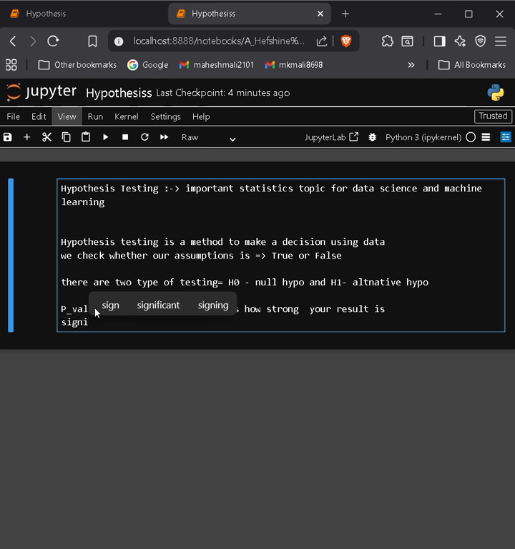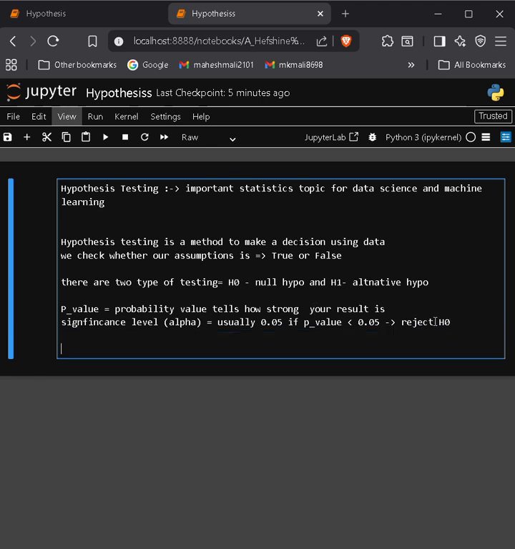It is one of the best and most important factors used in all hypothesis testing. This is also known as alpha. Alpha is usually a value of 0.05, and if the p-value is less than 0.05, we reject H0, the null hypothesis.